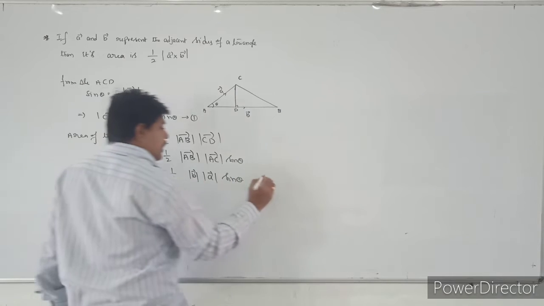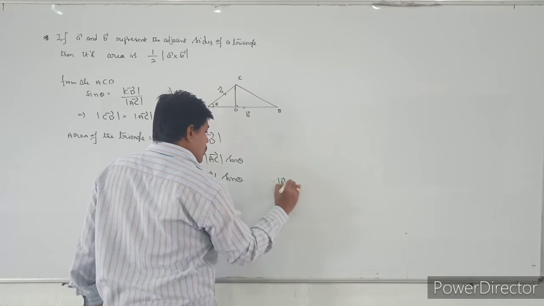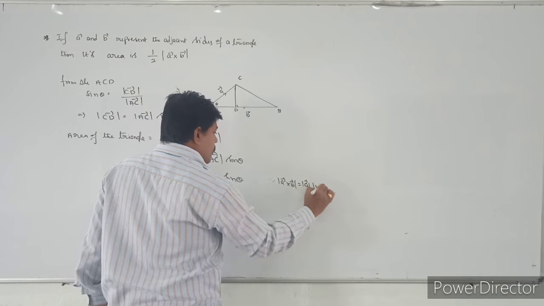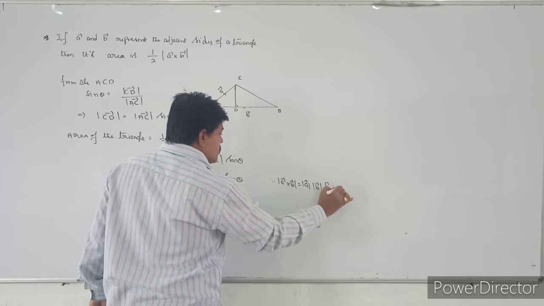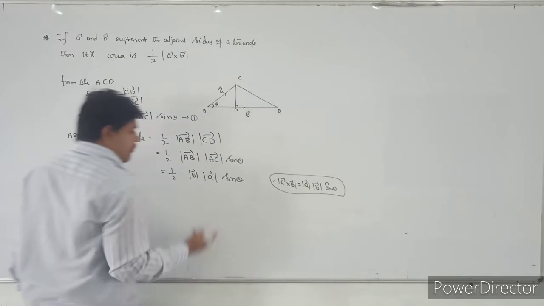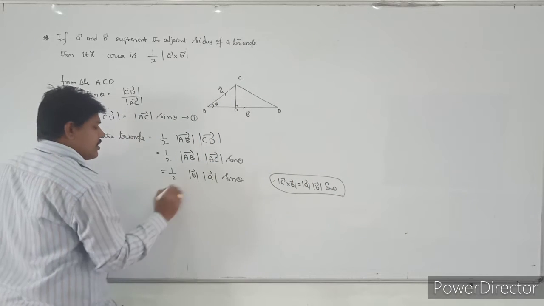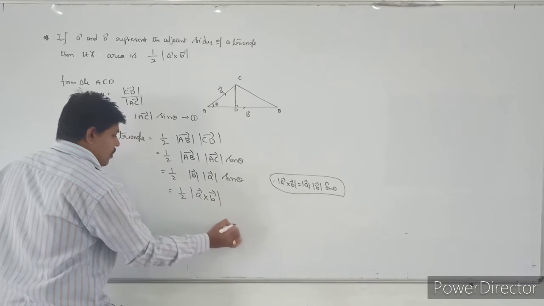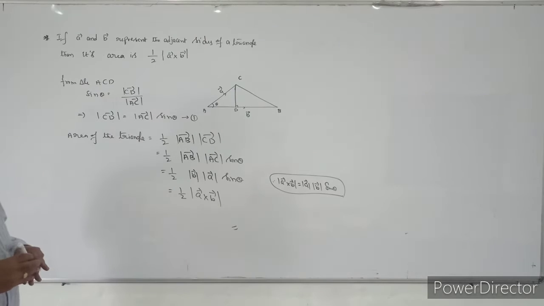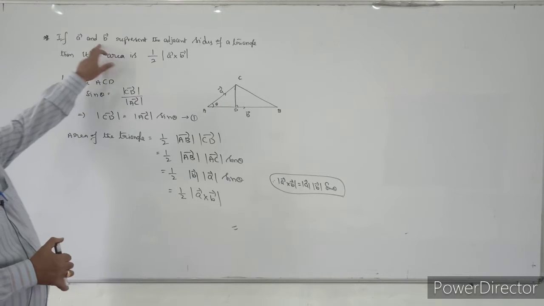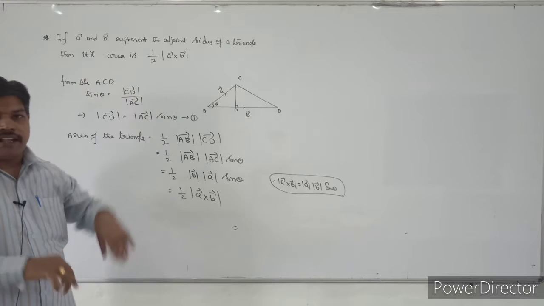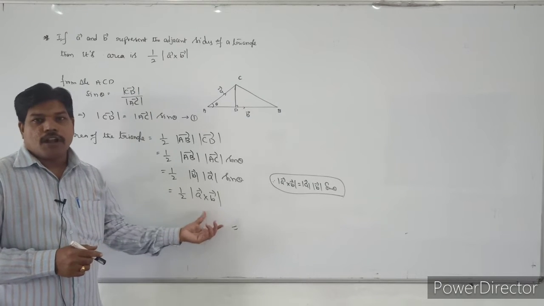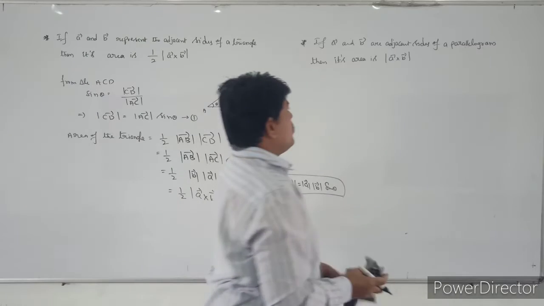Already you know that mod A bar cross B bar is nothing but mod A mod B into sin theta. Already you know this condition. So mod A mod B into sin theta can be written as half into mod A bar cross B bar. So what is the area of the triangle? If A bar comma B bar are adjacent sides of a triangle, then the area of the triangle is half mod A bar cross B bar. See that, students?